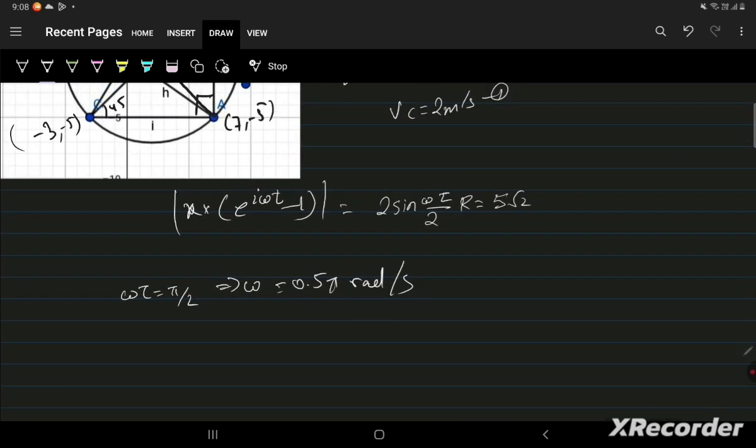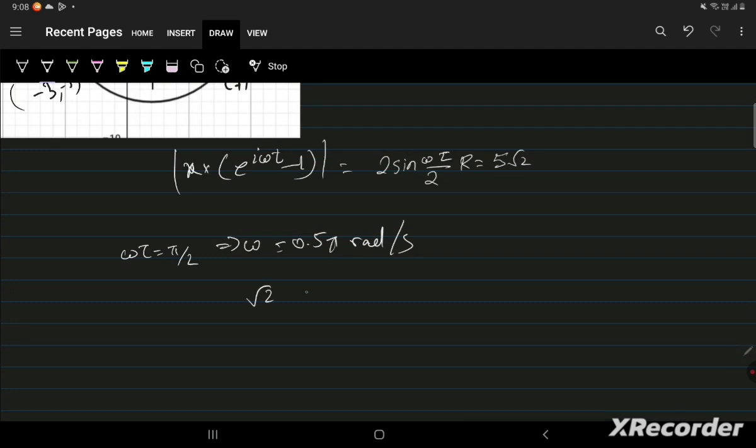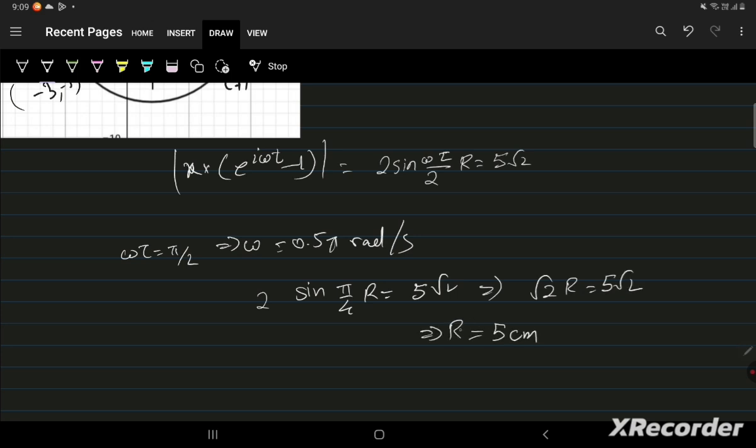Substituting pi by 2 as omega tau, we get root 2 sine pi by 4 r is equal to 5 root 2. 2 sine pi by 4 is equal to root 2, so root 2 r is equal to 5 root 2, and the radius will be 5 centimeters, and that's the answer.